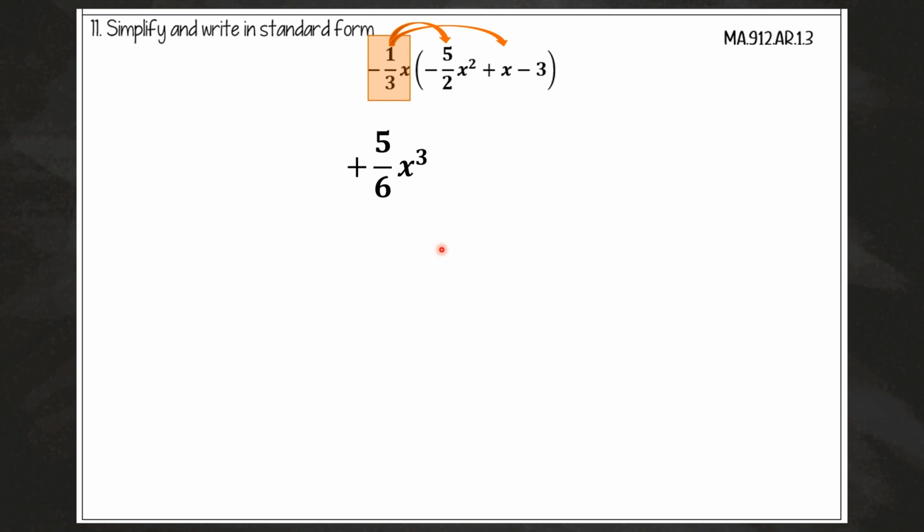Negative 1/3 x multiplied by a positive x is going to be negative 1/3 x squared. And negative 1/3 x multiplied by a negative 3 will become a positive 1x. That's it.